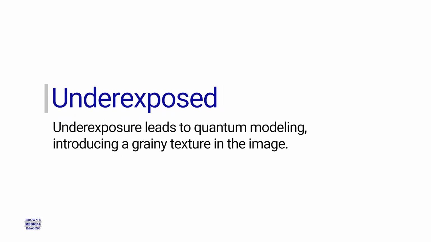So if we're overexposed, it's going to be a positive number. If we're underexposed, it's going to be a negative number. Let's deal with underexposure first. If you're more underexposed, so you have like a -4, -5 deviation index, more negative than -3, you're going to have quantum mottle, which means a very grainy appearing image.